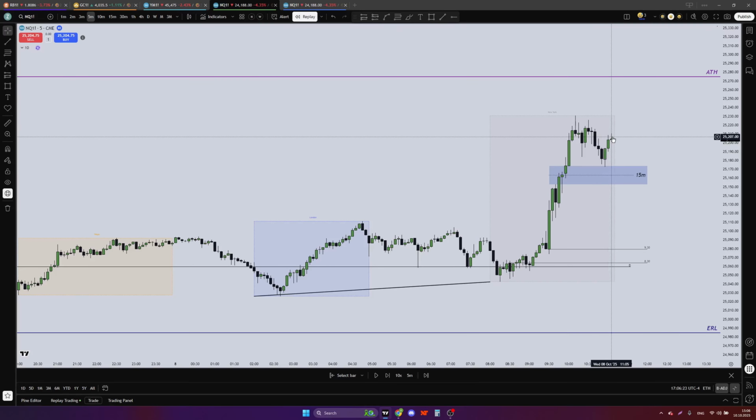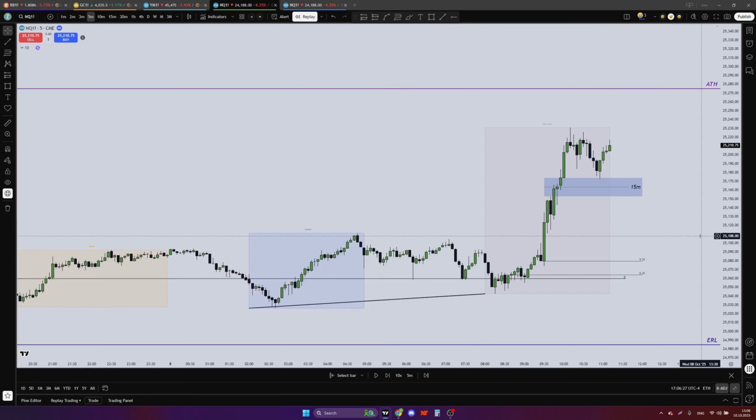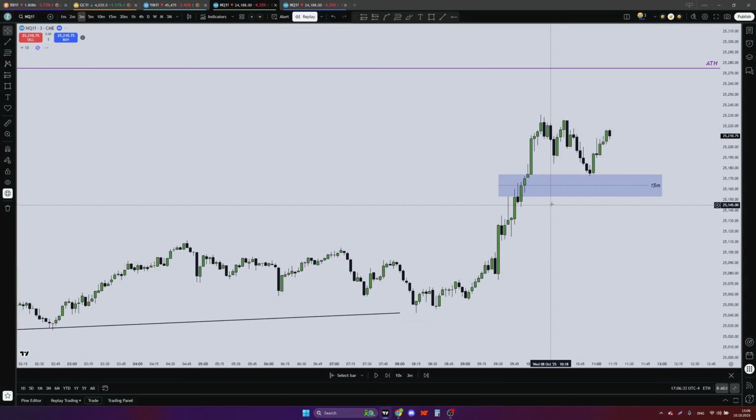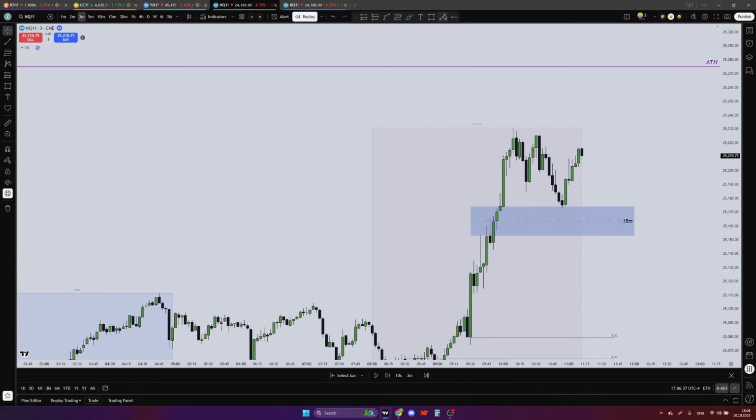So this is what actually happened. We tapped in this 15-minute fair value gap, and then I'm just going to go through time frames to determine what makes sense for me. How can I enter? In this case, on the 3-minute chart, the change in the state would be way too high here. It's too many candles.